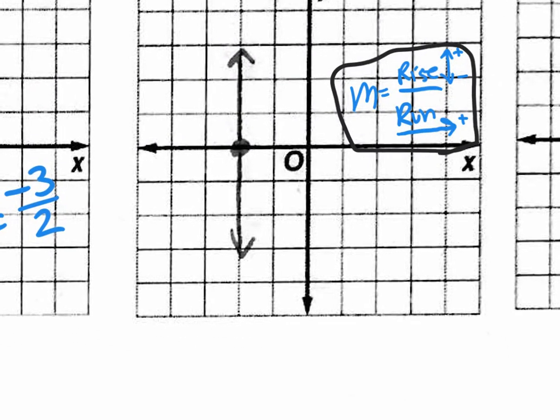Let's take a look at this one over here. What kind of slope is this if it's perfectly vertical? Let's say from this point to this point, how much do you rise? 2. How much do you run? 0. So if you have 2 over 0 and 0's underneath, it's undefined. So this line has an undefined slope. M equals undefined. It's so steep that it's perfectly vertical.